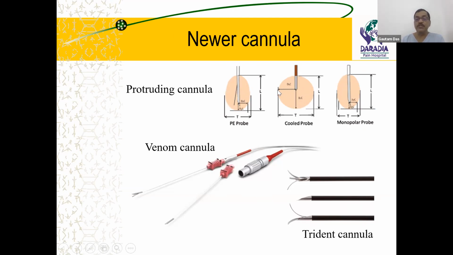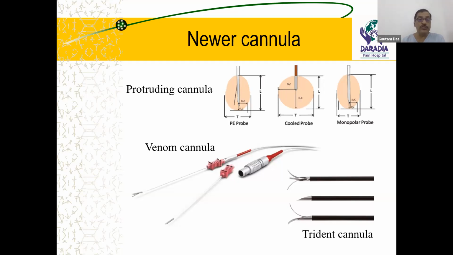With cooled radiofrequency, the diameter of the lesion is maximum, and maximum in this part also. That means beyond the tip of the needle, here and here, the lesion is very small in the others, but beyond the tip of the needle, this is very large. What is the advantage? You can put the needle perpendicular. Apart from this protruding cannula, there is a venom cannula, which bifurcates, or even the trident cannula, which trifurcates. So that can also give a larger size lesion, but again, none is comparable with the cooled radiofrequency.